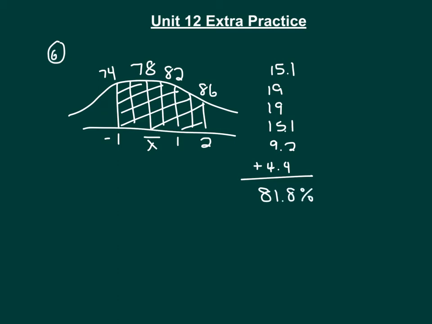So since there was 700 students, if we want to figure out what 81.8% of 700 is, you just take the decimal, move it over twice to the left, so it becomes 0.818. And when you multiply that out, you wind up with, well, to the nearest whole number, 573 students.